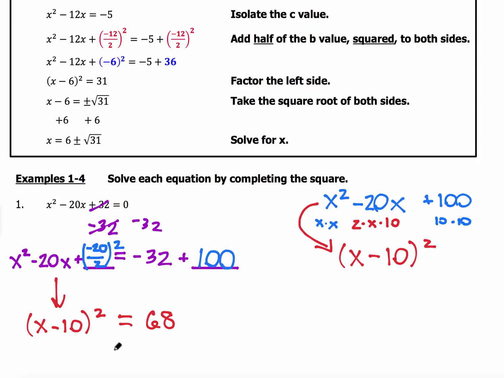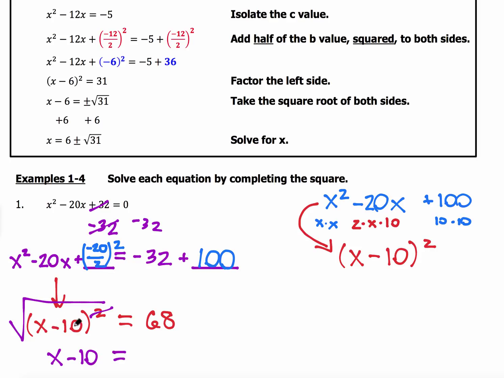Okay, so now that I have x minus 10 quantity squared over here, I can apply what I know about square roots, and I can take the square root of the left side, and what that square root will do is it will cancel out this exponent of 2. So taking the square root of this side will just leave me with an x minus 10.